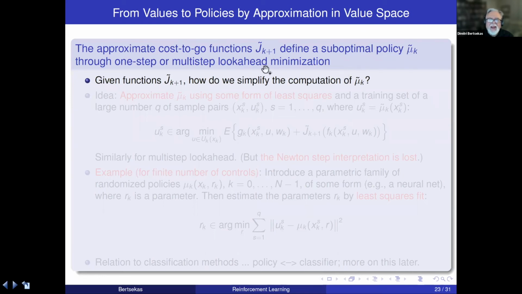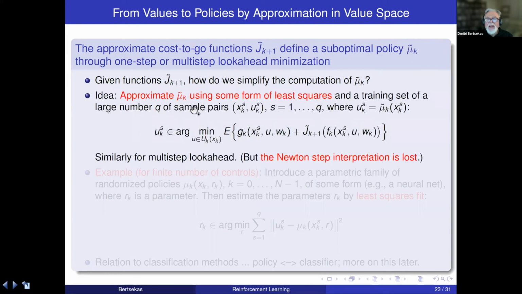However, how can we store, how can we represent this mu tilde k function? It's defined for every state, but how do you represent it and use it in an approximation in policy space context? So one way to do this is to take this one-step look-ahead policy and approximate it by using training data.